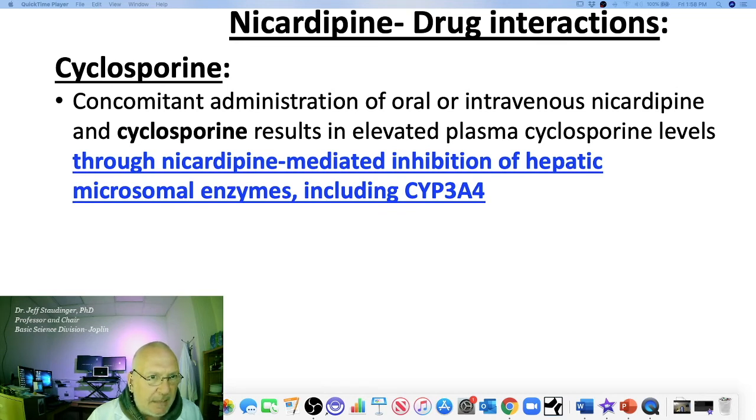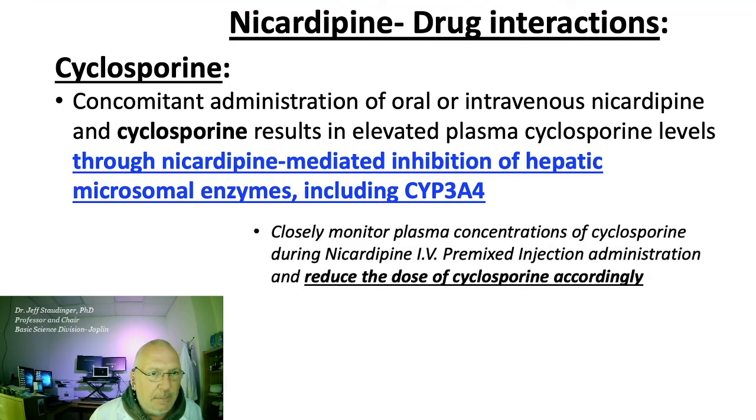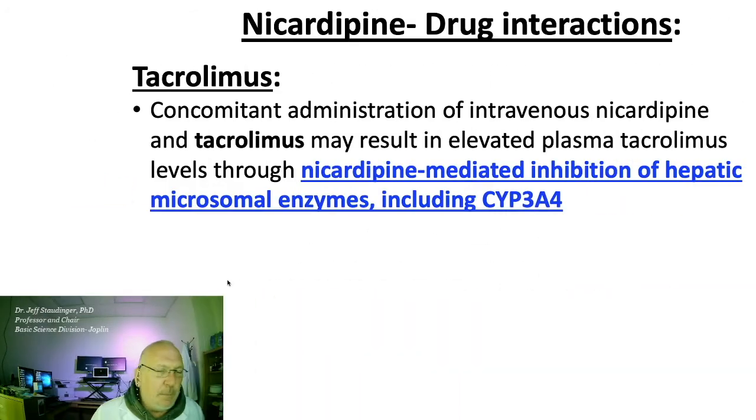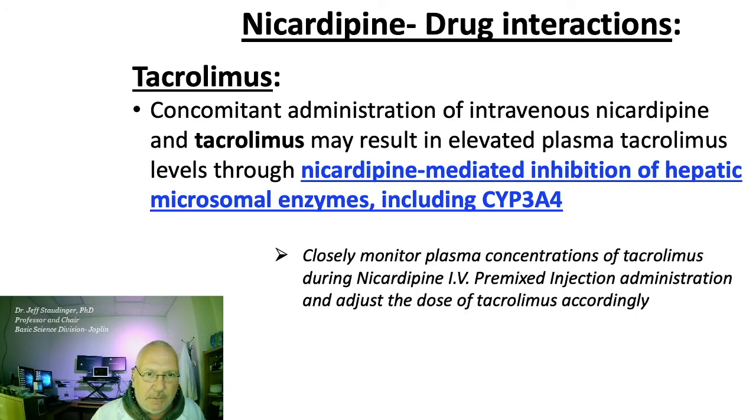Nicardipine-mediated inhibition of hepatic microsome enzymes, cytochrome P450-3A4 specifically, one of the more important drug metabolizing enzymes in your body. So as a physician, you need to closely monitor plasma concentrations of cyclosporin when mixing it with nicardipine and reduce the dose of cyclosporin accordingly. Another immune suppressing drug called tacrolimus needs to be administered with care when combining with nicardipine. Again, nicardipine-mediated inhibition of hepatic microsomal enzymes like CYP3A4 can contribute to a rise in tacrolimus concentrations in your patient's serum. So you have to closely monitor concentrations of this drug.